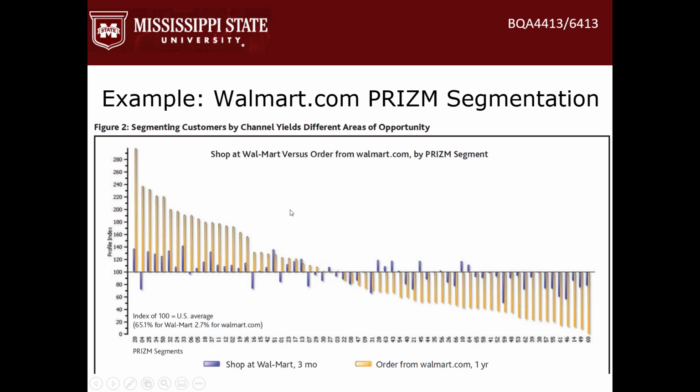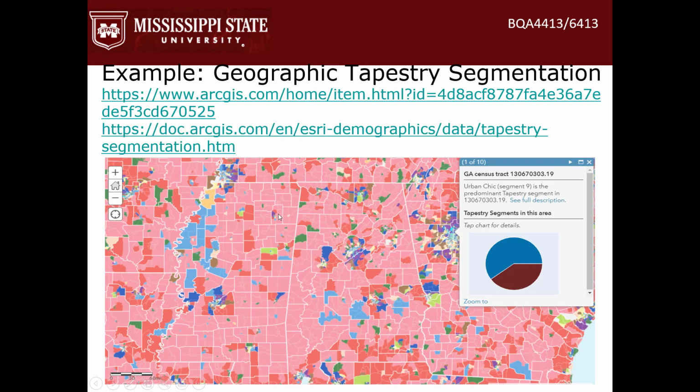And here's another example. This again is the same from Walmart, and we actually look at the different segments. These are the numbered Prism segments, and we look at relatively how many people order online from Walmart or shop at Walmart. So we can see that this particular segment, number 20, I don't have it to hand, orders from Walmart.com a factor of 3 times greater than the average. So again, this is very useful material for marketing.